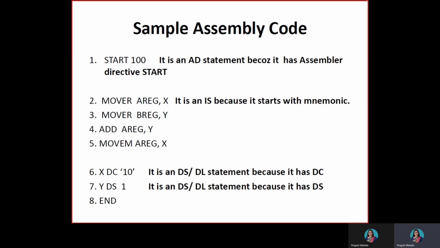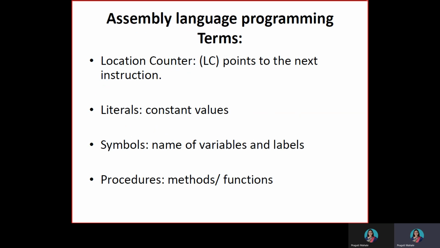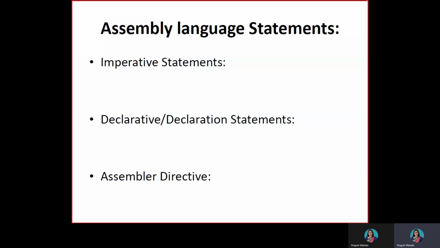Right, friends? So with this introduction to assembly language, let us come to the next point we are going to discuss today, that is the assembly language statements. An assembly program contains three kinds of statements. One is the imperative statement, second the declarative or declaration statement, and the third type is the assembler directive. Let us go into details of all these three types of statements.